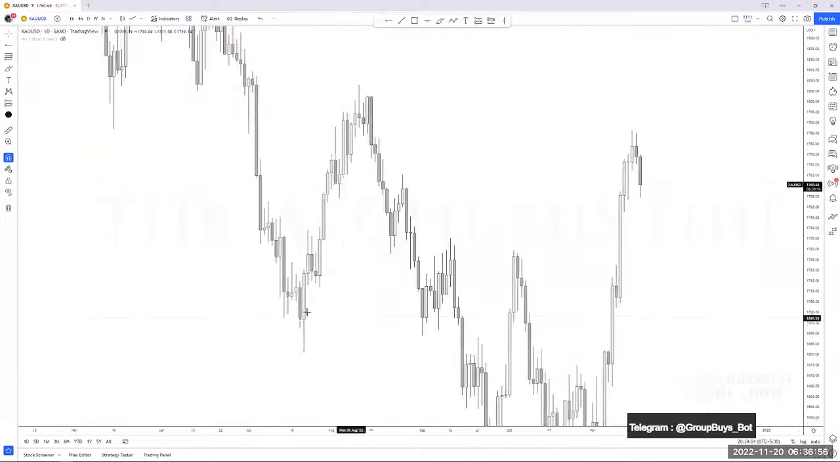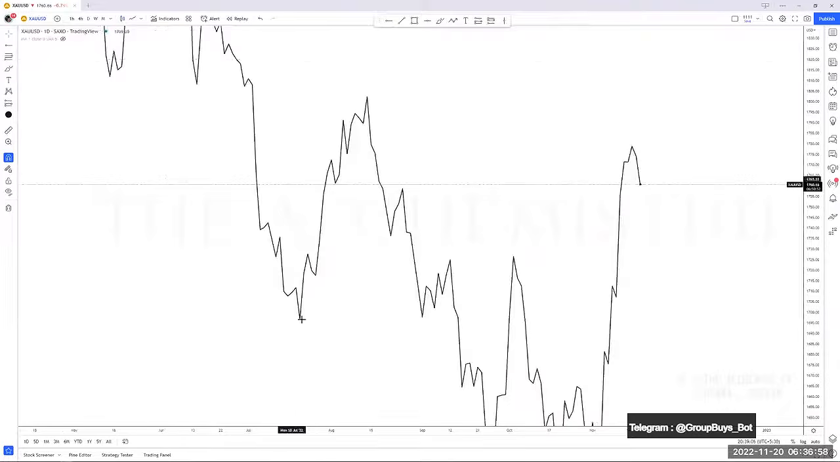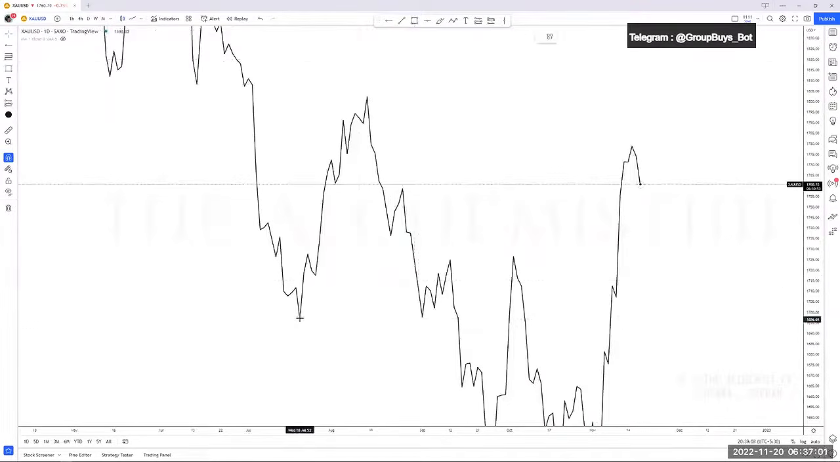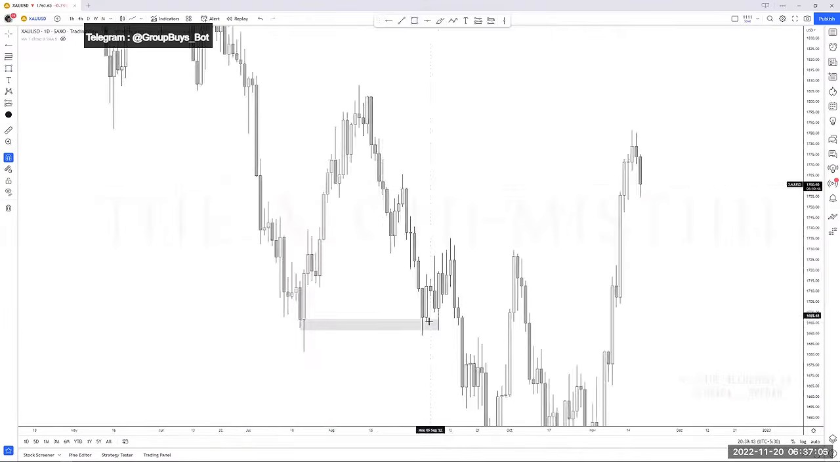For example, in here, see this one right here, what is it? It is a V formation, right? So this right here is what we call a support. This can be used as a support. So see, price comes into that and then it goes up. So that is a support.